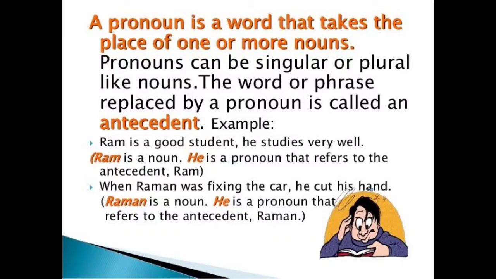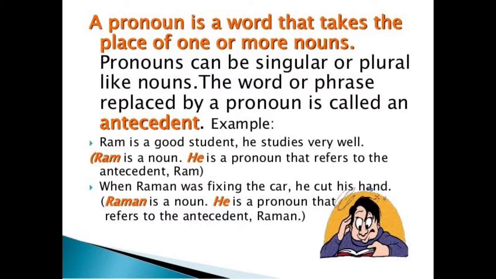Okay, so see the example given here. Ram is a good student. He studies well. Here, Ram is a noun, that is the name of a particular person, that is Ram. And he here is a pronoun. So be clear, children. He is the pronoun here that refers to the antecedent Ram, that is the noun Ram.